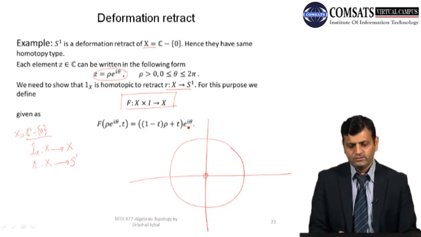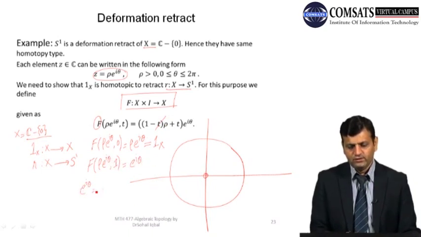Now it's easy to observe that this capital F is a continuous function. Now let's see what will happen if I put t equal to 0. For t equal to 0, I will get rho e raised to power i theta. In other words, this is equal to the identity of X. And let's see what will happen if I take the value of t to be 1. This becomes 0, and so this is equal to e raised to power i theta. So what is e raised to power i theta?